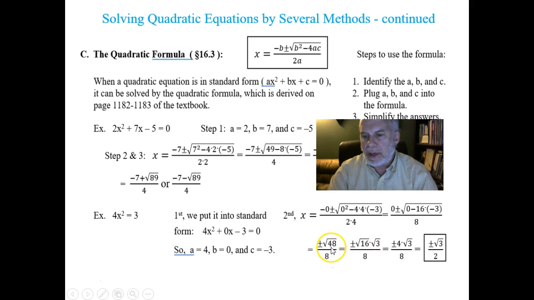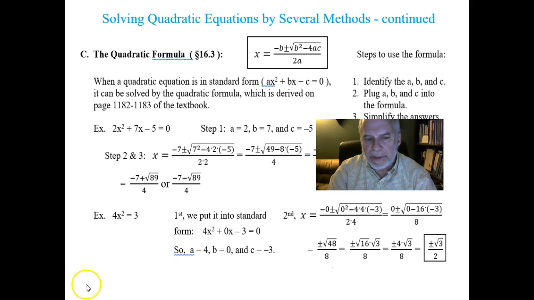Now I can break up 48. 48 is 16 times 3. And square root of 16 you can find as a whole number is 4. All right, so square root of 16 becomes just 4. So we basically end up with plus or minus 4 times the square root of 3 over 8. And then you can cancel the 4's. 4 goes into 8 2 times, so you end up with plus or minus square root of 3 over 2.